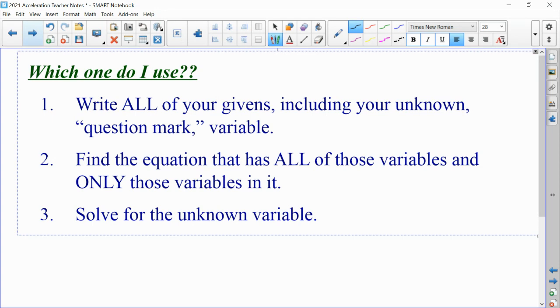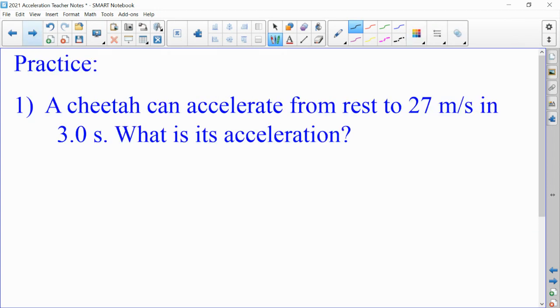So which one of these am I going to use? What you're going to do is write down all of your givens, including your unknown, the question mark variable. Those are the variables that you're going to have to work with. Then you look at those four equations and find the one that has all of those variables and only those variables in it. You'll write that equation down, plug the numbers in, and solve. So let's look at some examples.